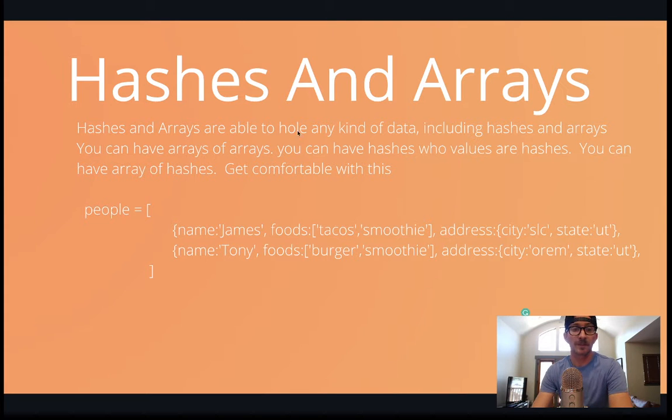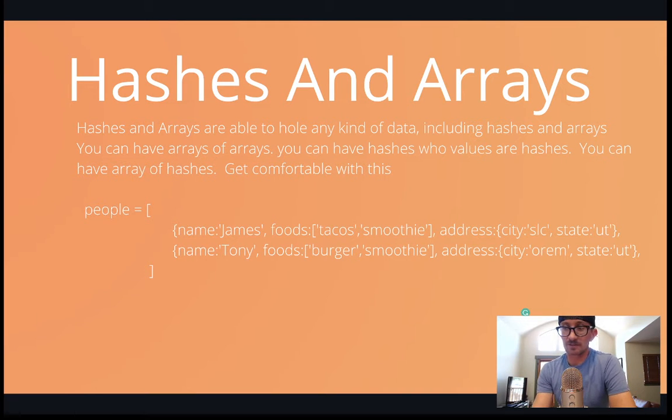For example, let's say we have an array of people. And our data looks like this. It is a hash. And our hash has a name attribute, which is a string, a foods key, which is an array of strings, and then it has an address key whose value is another hash with city, which is a string, and state, which is a string.